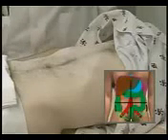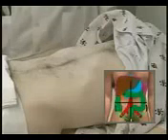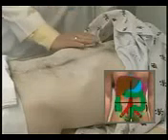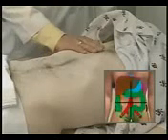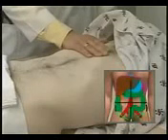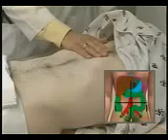Now I'm moving to the right lower quadrant. And the left lower quadrant. And the left upper quadrant.